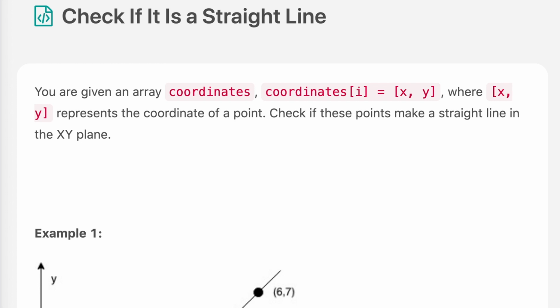Today's question is Check If It Is a Straight Line. You are given an array coordinates, where coordinates[i] = [x, y], and x and y represent the coordinates of a point. Check if these points make a straight line in the XY plane.